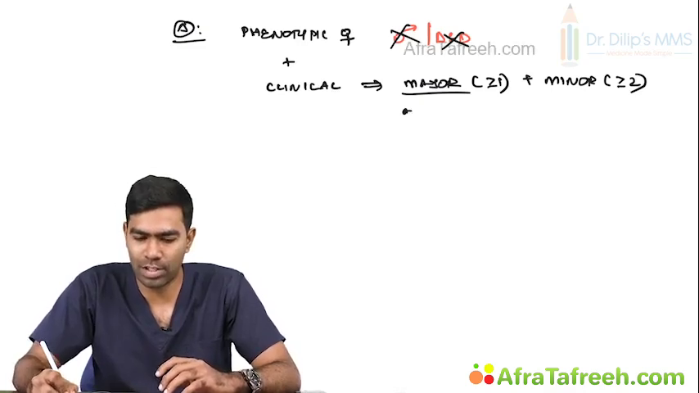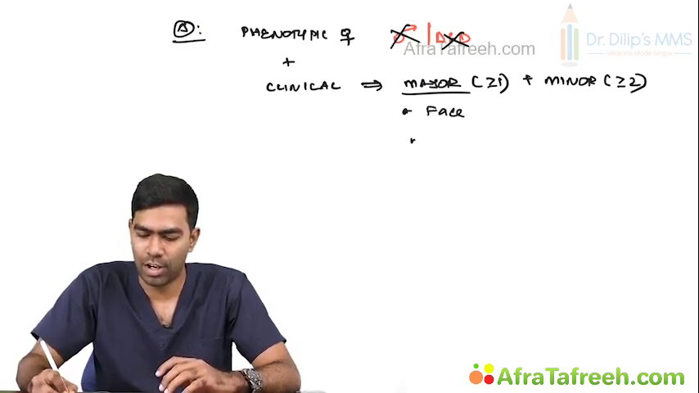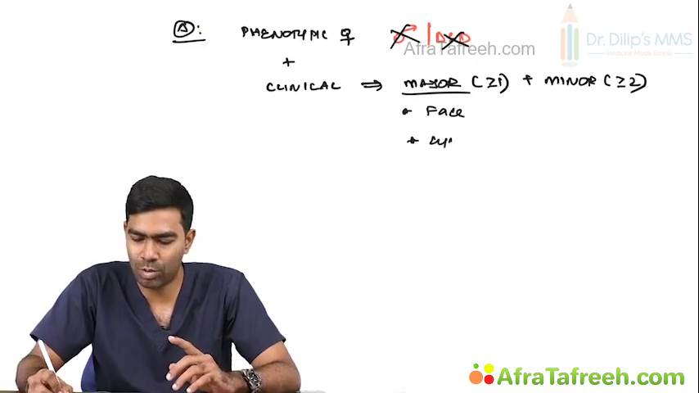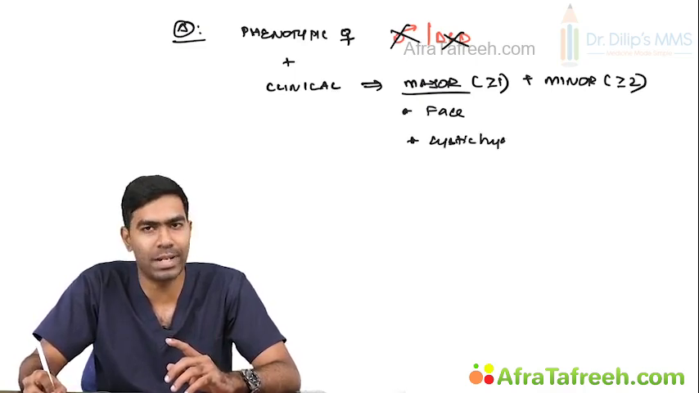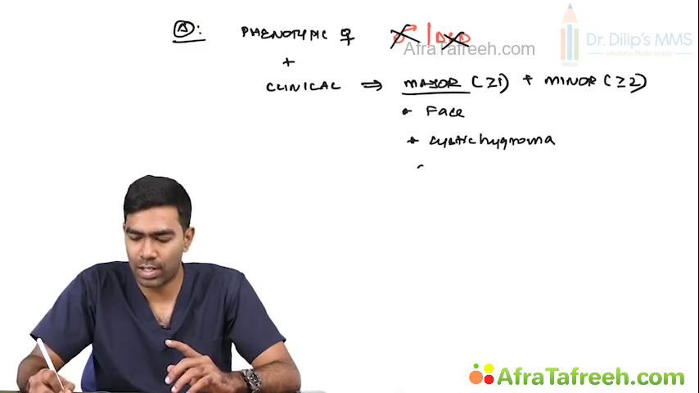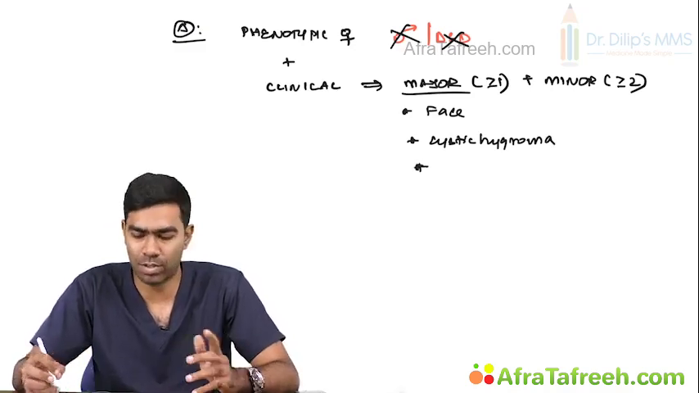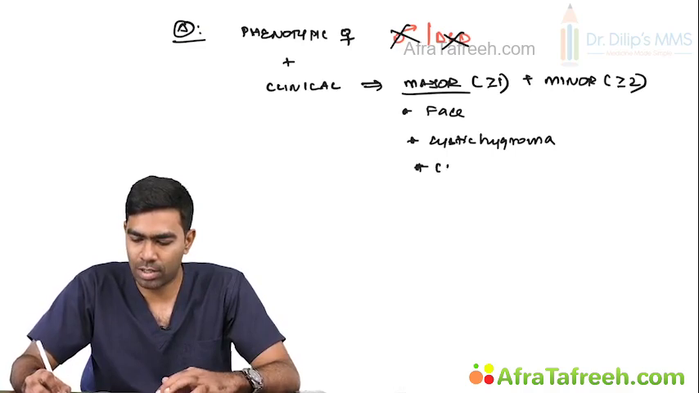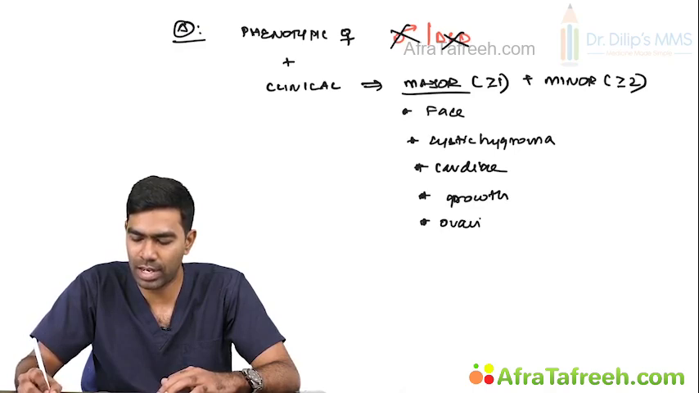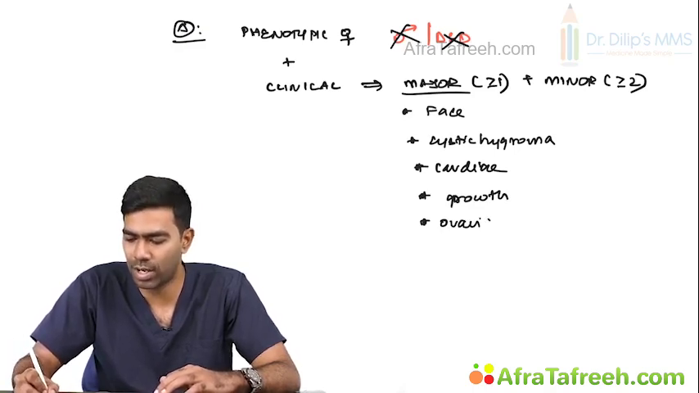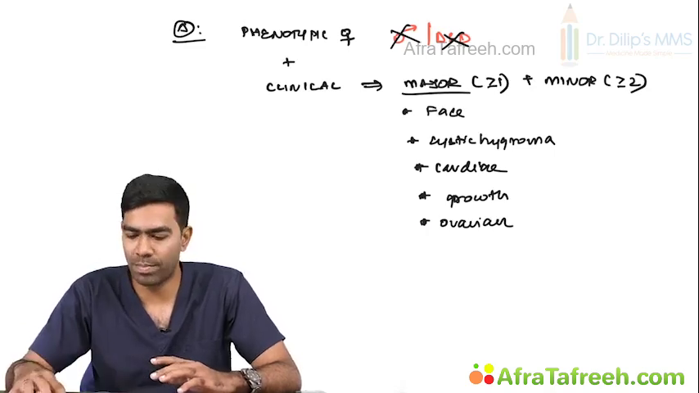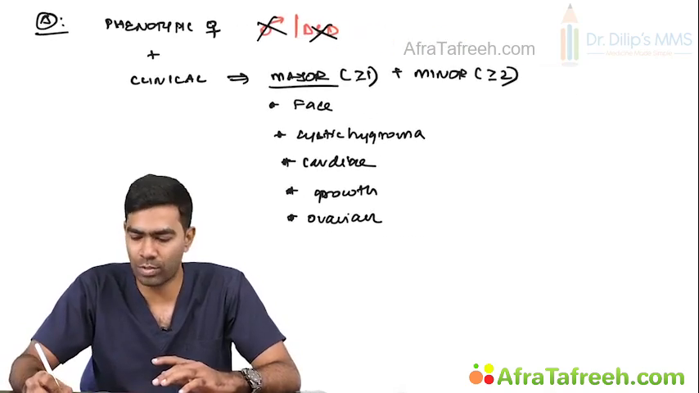What are the major criteria? They should have the characteristic face, or they should have this cystic hygroma, which can be diagnosed even prenatally in the ultrasound, during antenatal ultrasound, or it can be diagnosed at birth, or the child may have a cardiac problem, the classic coarctation, or growth-related issues like short stature, or ovarian dysfunction, which is highly premature and they have streak gonads. And these are some of the major criteria for diagnosing Turner's.